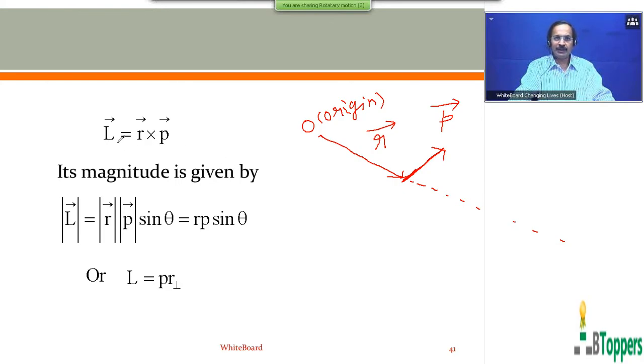L bar is the angular momentum vector of the particle with respect to origin O. R bar is the position vector of the particle with respect to the origin O. P bar is the linear momentum vector of the particle with respect to the same origin O of the reference frame.